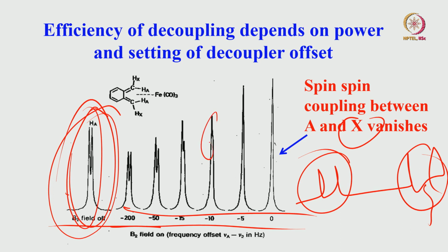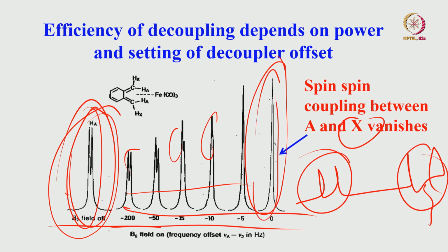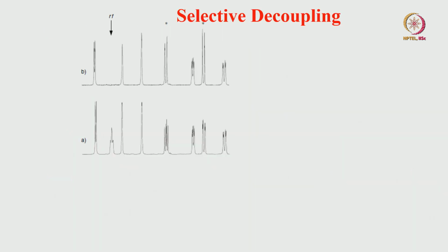The only thing is there is a reduction in the coupling, but only when it is exactly on resonance at a particular chemical shift of the coupled partner. Then you hit that with a second RF, you are going to get a singlet, and you break the coupling. So it is a selective decoupling.